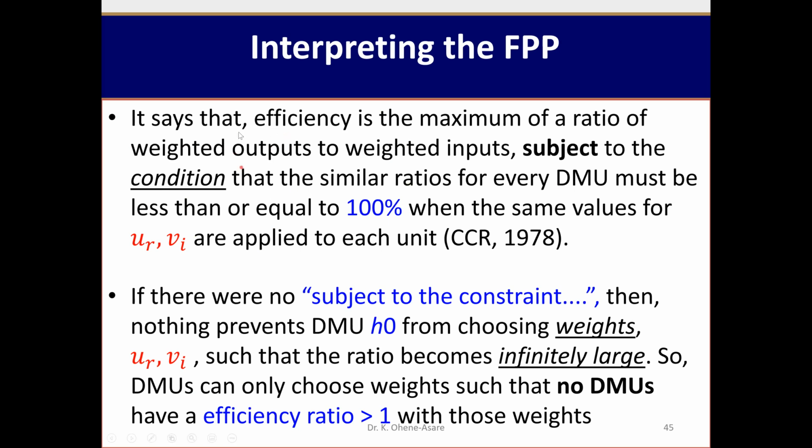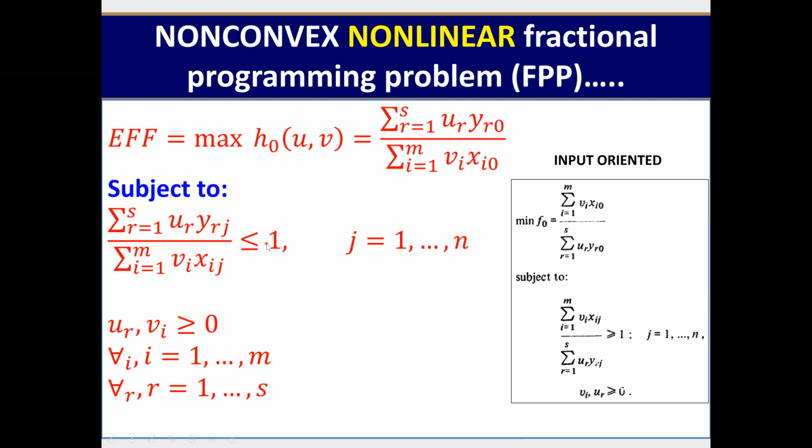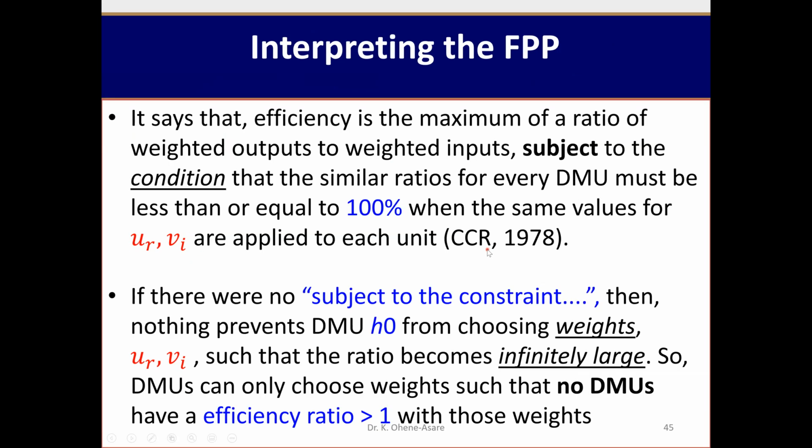Okay, it says that efficiency equals the maximum of the ratio of output over input, subject to the condition that similar ratios for every firm must be less than or equal to 100% when the same values are applied to each unit, just as I indicated. In other words, somebody might ask why are you making it less than or equal to 1, or greater than or equal to 1 for the input orientation? Why are you doing that inequality symbol?